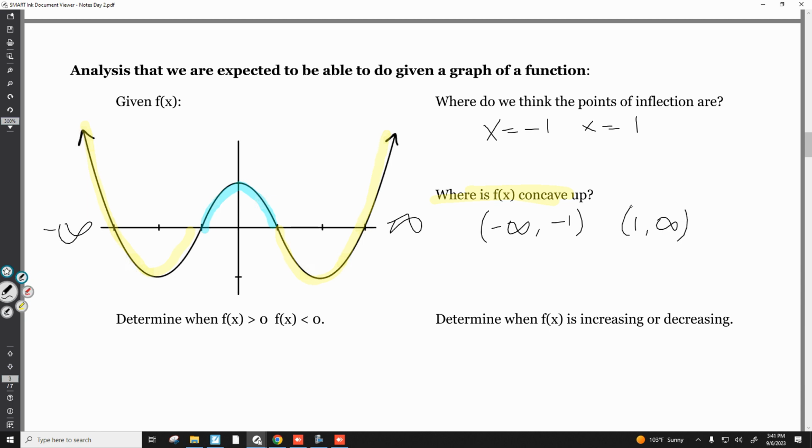Let's go with this one. When is the function less than 0? Answer that question.